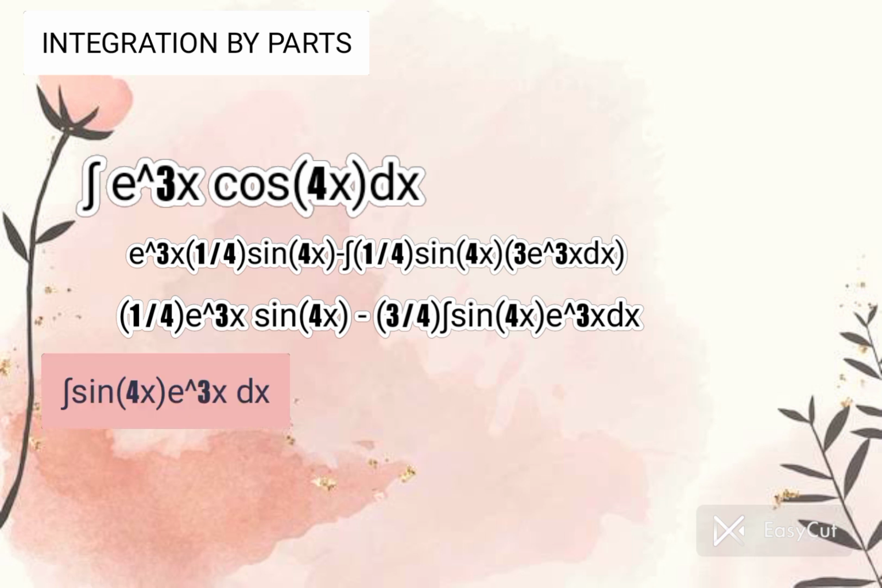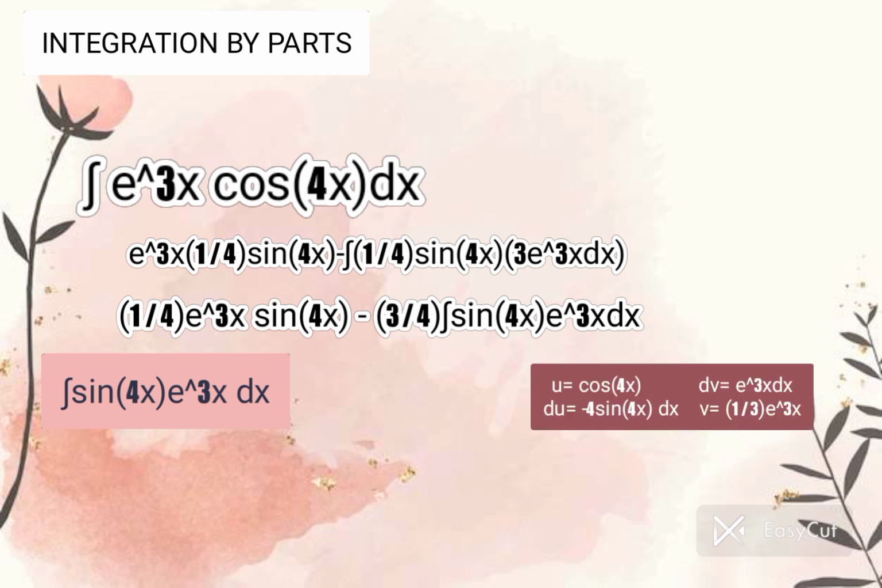Now, we have a simpler integral to solve, which is the integral of sine 4x e raised to the power of 3x dx. So we can use integration by parts again. Let's assign u and dv. We have u is equal to cosine 4x. Then our dv is equal to e raised to 3x dx. Now let's find du and v.